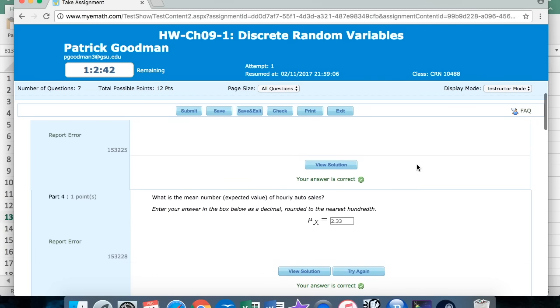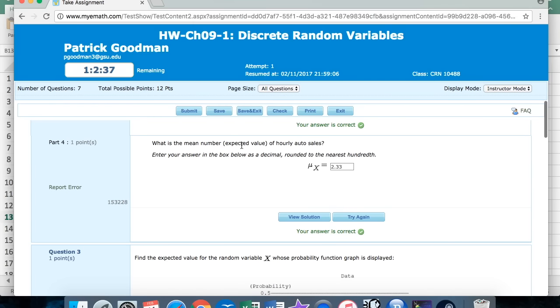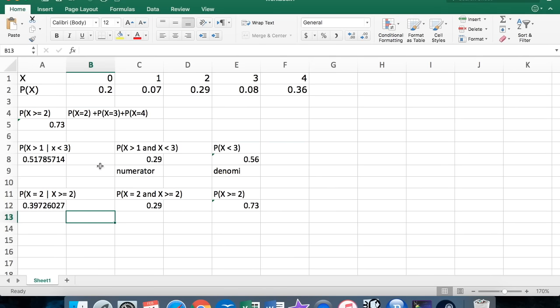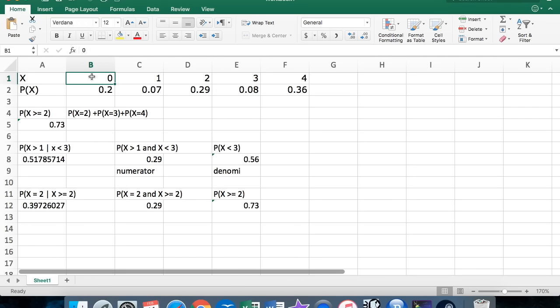Okay, so that's all of these probability parts, and now it asks what is the mean number, so the expected value of hourly auto sales. So in other words, every single hour, how many cars can we expect to sell approximately on average each hour? So this one's actually pretty simple to find. The formula for finding your mean of a probability distribution is simply you take your x. I can put it down here actually.